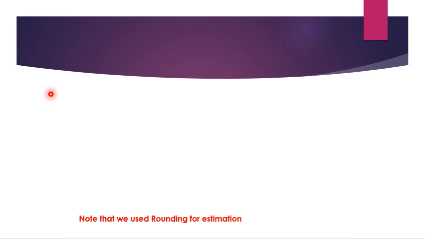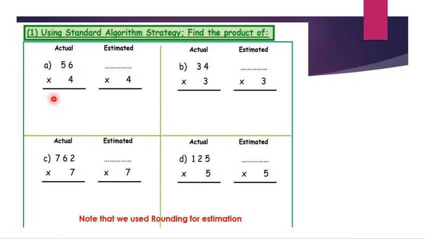Now let's solve some exercises on the standard algorithm strategy. The first one we have here is 56 by 4. First of all, I will multiply 4 by 6, which equals 24. Put the 4 in the ones and carry the 2 from the tens. Then I multiply 4 by 5. 4 by 5 equals 20. 20 plus 2 equals 22. The actual product will be 224.